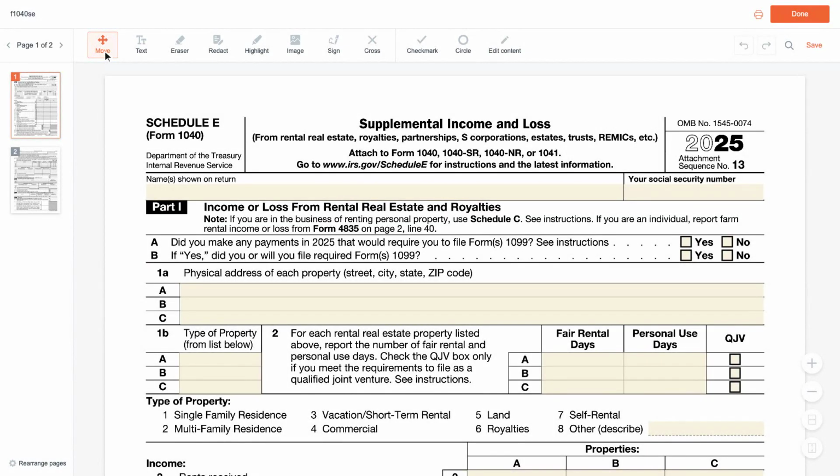Schedule E reports supplemental income and loss, most commonly from rental real estate, but also from royalties, partnerships, S corporations, estates, and trusts. If you own a rental property, this is where you report the rent you collected and deduct the expenses of owning and operating it. Enter your name and social security number from your Form 1040.